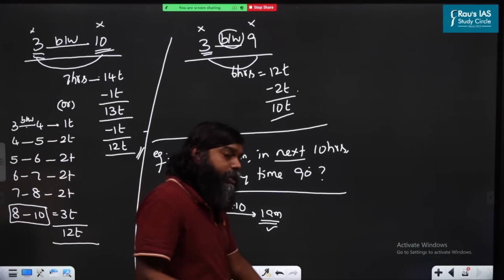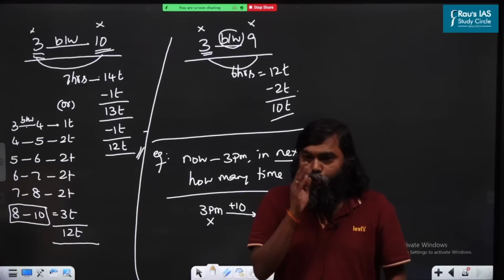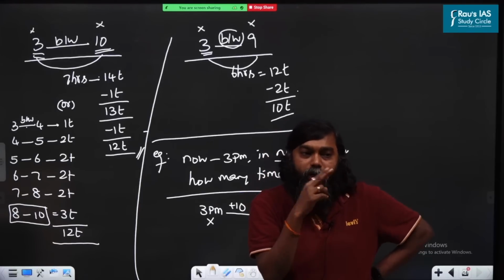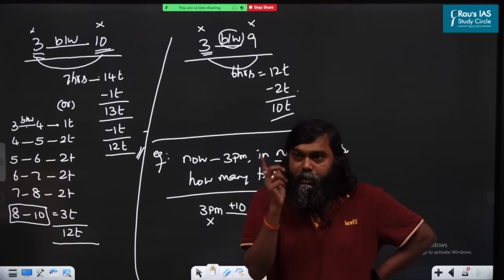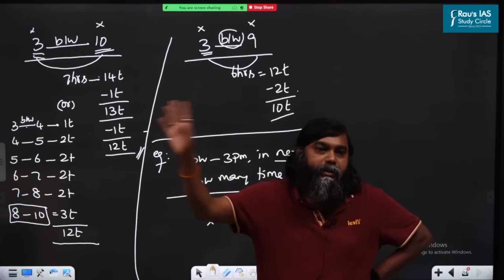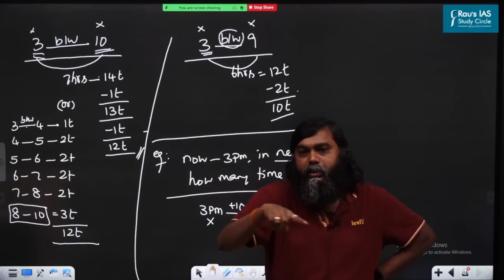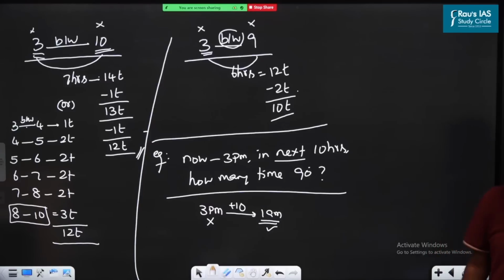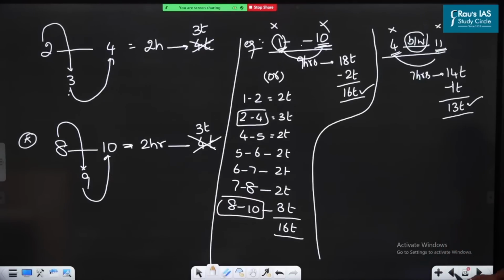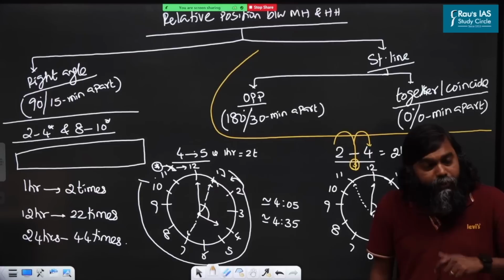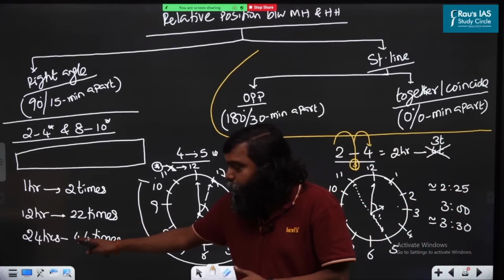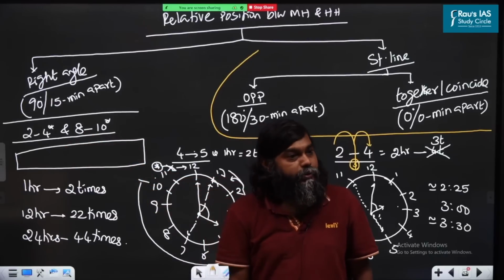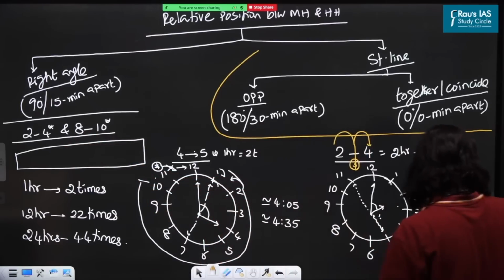So what are the only exceptional times for right angle? 2 to 4 and 8 to 10 only. In these 2 hours only you will get 3 times right angle. In any remaining 2 hours you will get 4 times right angle. All are understood? Right. Anybody doubt so far? Every 1 hour, how many times right angle? 2 times. Every 12 hours, how many times? So 1 day, how many times? 44 times. The only exceptional time I wrote here. Are you understood, Abbas? Then we can jump to opposite.